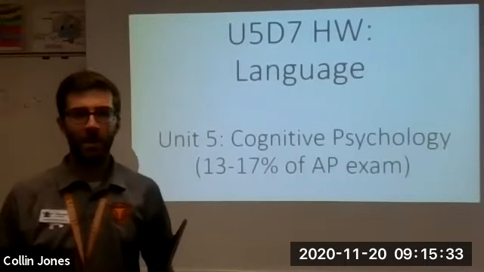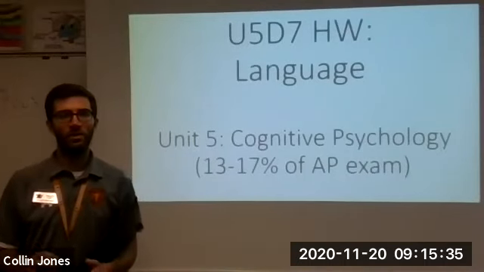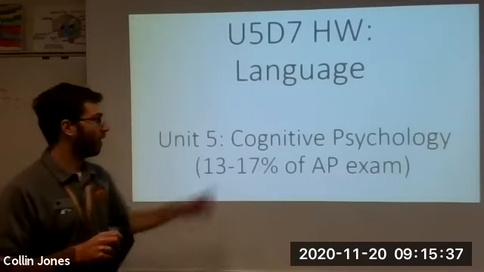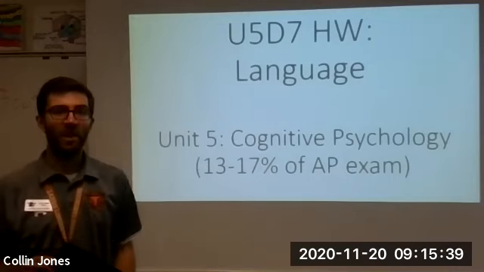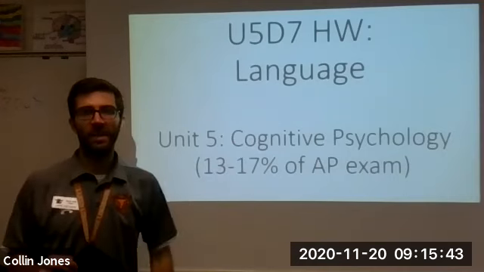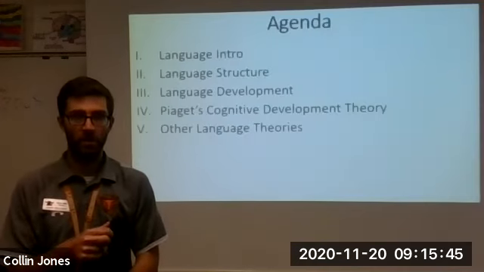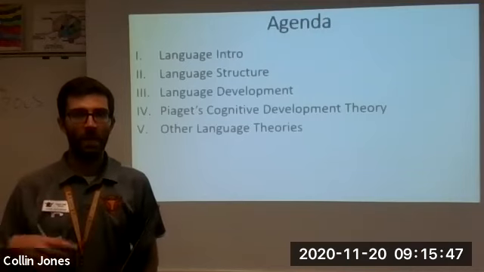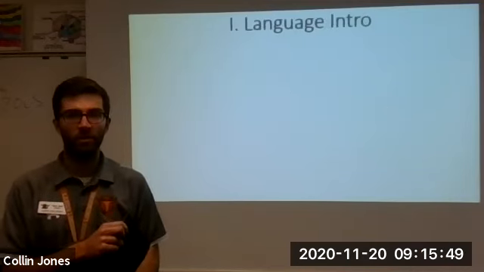What's going on? This is our last homework lecture from Unit 5, so all about cognition. So far we've talked about memory and thinking and intelligence. This last section is about language. We're going to talk about how we develop language and how language is structured.